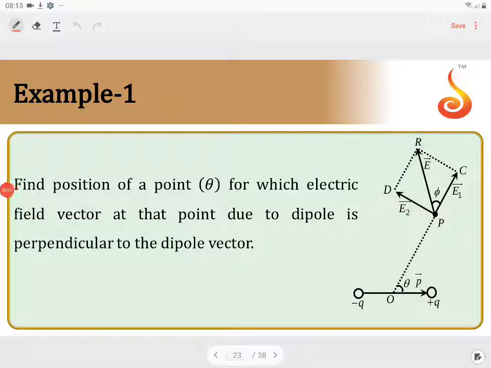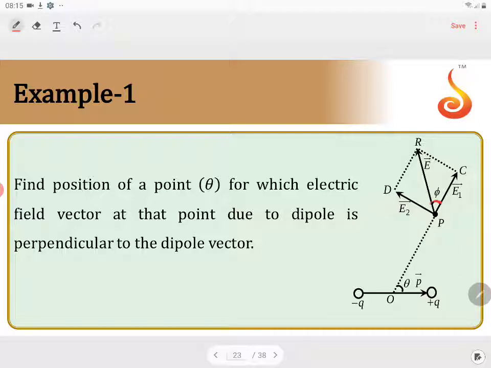Find the position of a point theta for which the electric field vector at that point due to a dipole is perpendicular to the dipole vector. Okay. So at a general point, say the radius vector of the general point makes an angle theta with the dipole moment or dipole, and say the net electric field at that point P makes an angle alpha or phi.